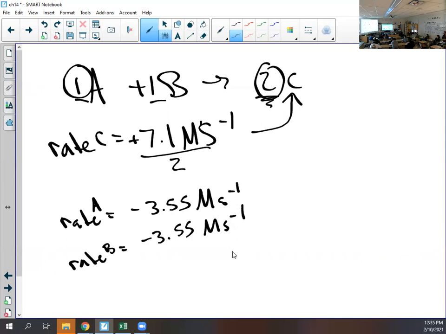Okay. This s to the -1, get used to it. They use it a lot in this chapter. It means molarity per second, because -1 drops something into the denominator.